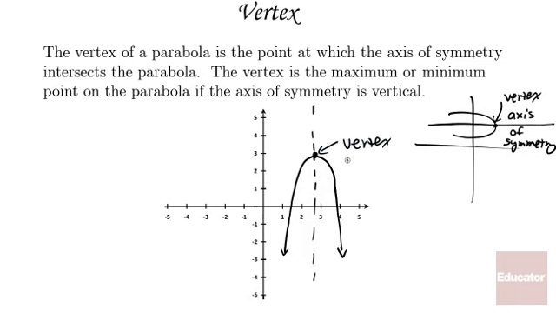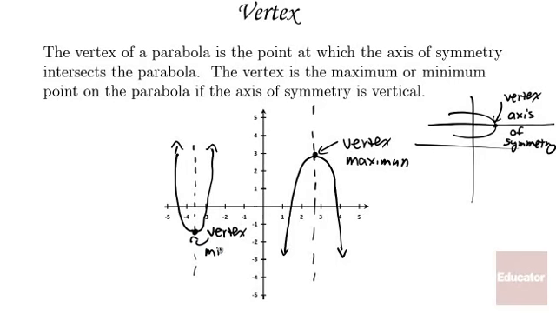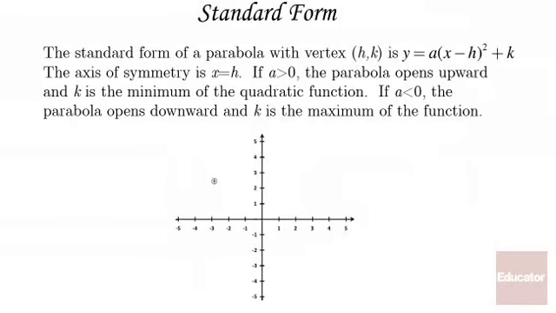So if I have a downward facing parabola, the vertex is here, the axis of symmetry is right here, and this vertex is the maximum. This is as large as y gets. It's the largest value that the function attains. If I'm looking at a vertex that is upward facing, then the axis of symmetry, we'll put it right here, and the vertex is here. In this case, the vertex is a minimum. So this is the smallest value that the function will attain.